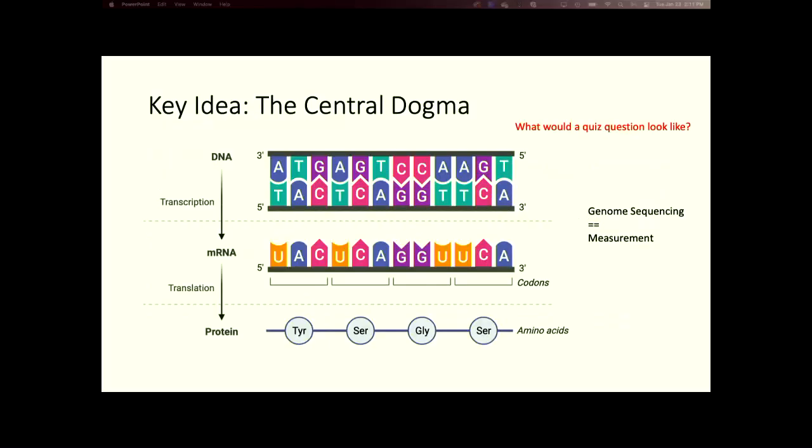So a key idea, so this is also an outdated slide because we have replaced our quizzes with our journal clubs. But a key idea in the course is that we're measuring different levels of the central dogma and then computationally parsing those.